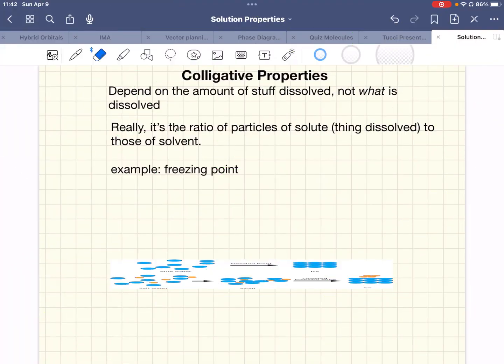The next thing I want to talk about is something called colligative properties. Colligative properties are basically what happens when you dissolve something in a solvent. How does it affect the interaction among the solvent molecules? And of course, that's going to change things like how easy is it to boil it or melt it? How low of a temperature do you have to go to freeze it? What's the vapor pressure? All of those things are affected by dissolving something.